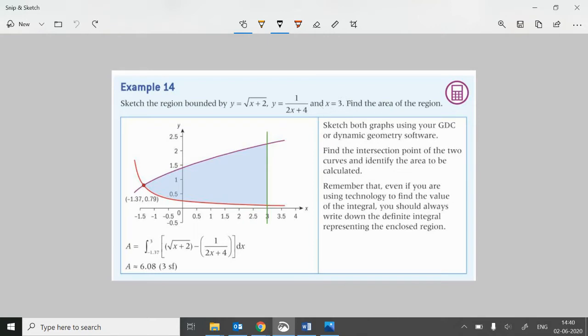And you need to sketch the graph because you're not really sure to start off with which one is going to be above which one. So you need this to be the right way round. So for our formula, it's f of x take away g of x. So in this case, it's going to be this one, which is f of x, because you can see that this is, if you like, the function which is on the top.